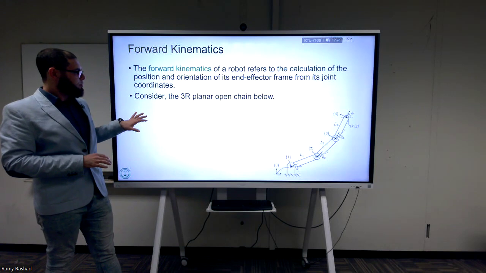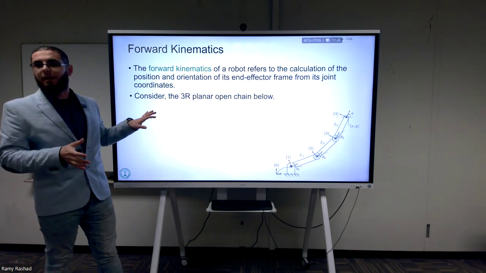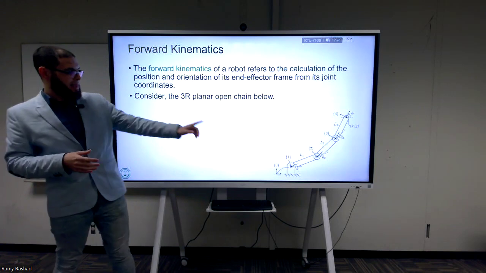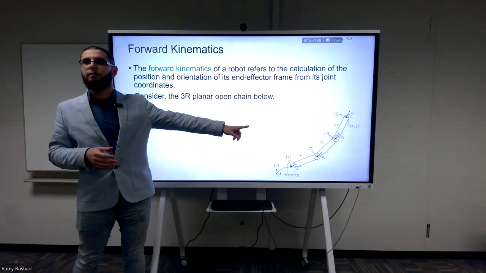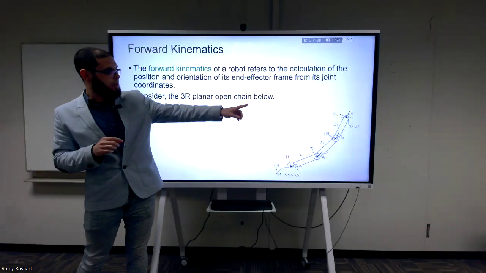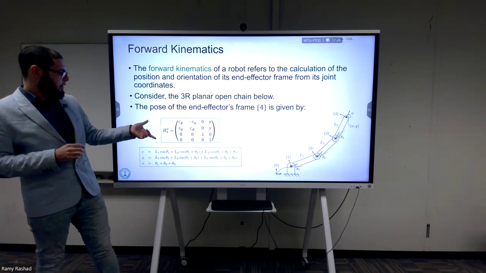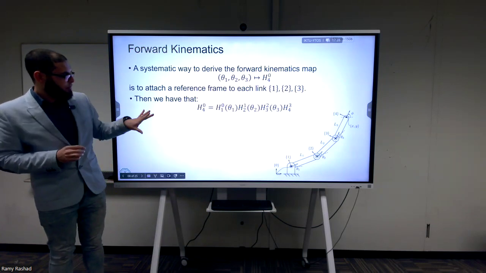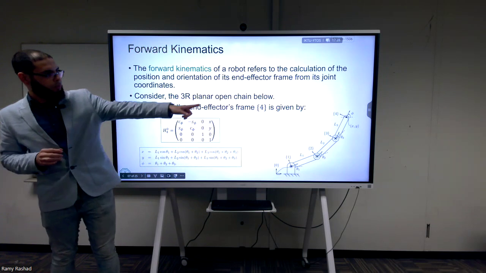The forward kinematics map goes from theta 1, theta 2, and theta 3 to the end effector position, which in the end we can represent as the pose. The pose here is the 4th frame that we have.